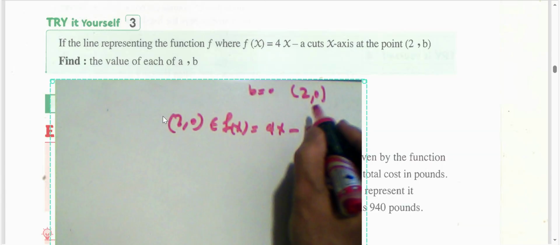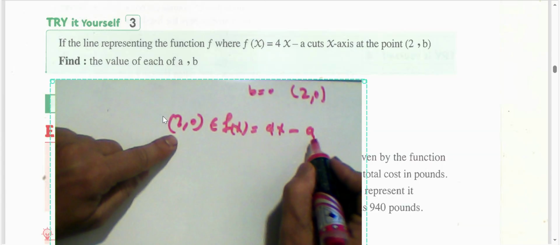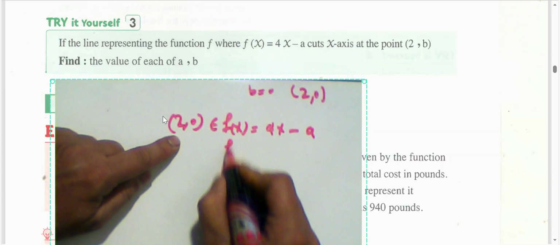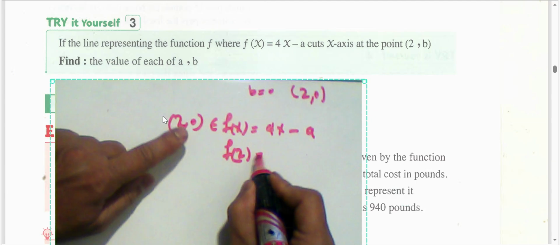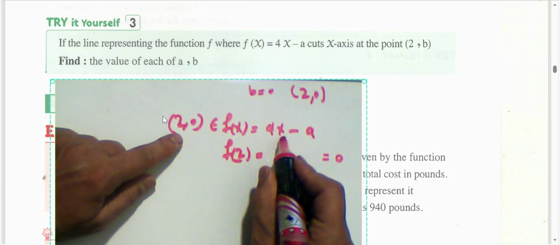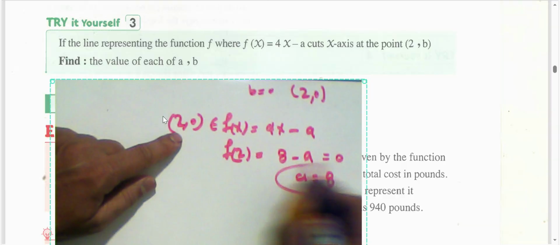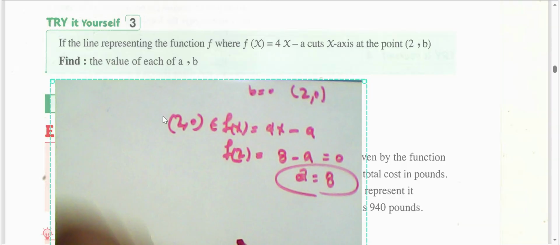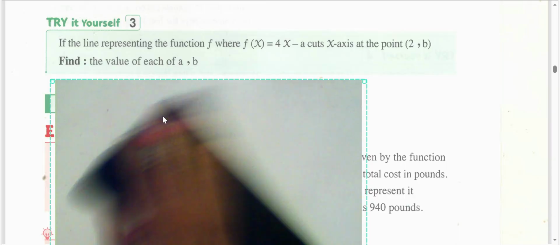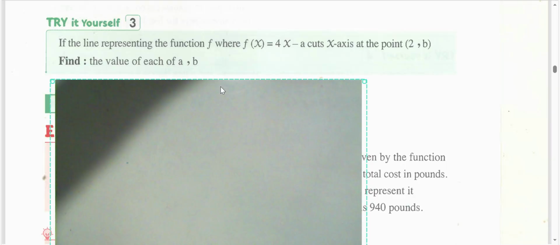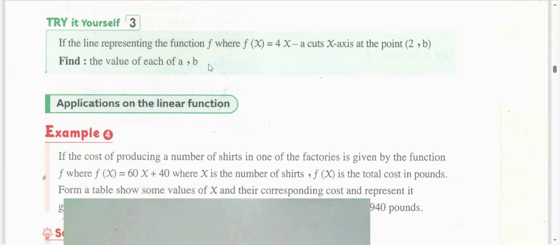Okay. We find the value of a by putting f of 2, and the result will be equal to 0. Then we have 2 times 4 equals 8. 8 minus a equals 0. Then the value of a will be equal to 8, because 8 minus 8 equals 0. Then the value of a equals 8. Next question. Application of linear function.